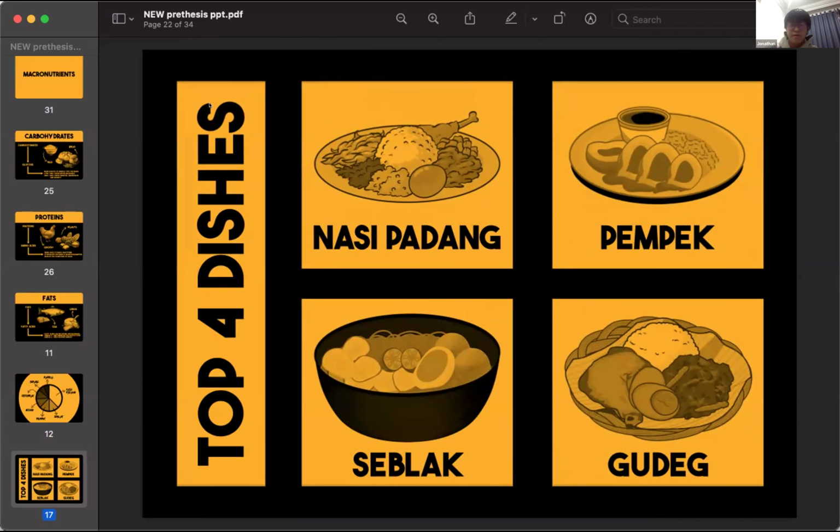And since Jakarta is so diverse, nasi padang is from West Sumatra, seblak from West Java, pempek from South Sumatra, and gudeg from Central Java.